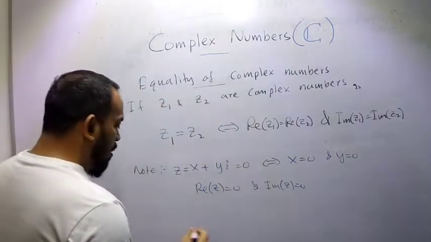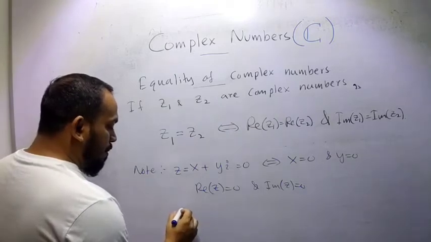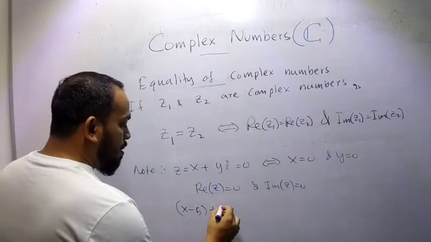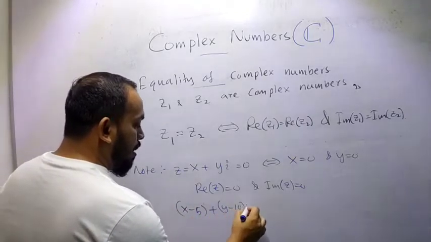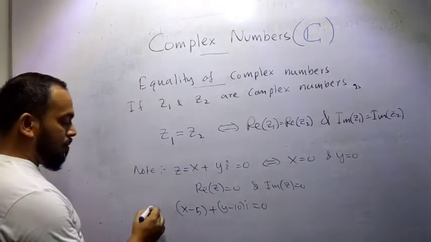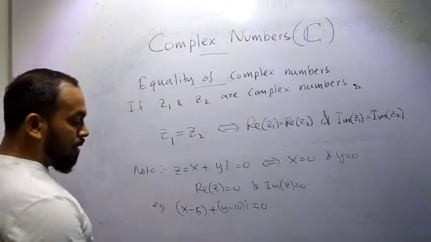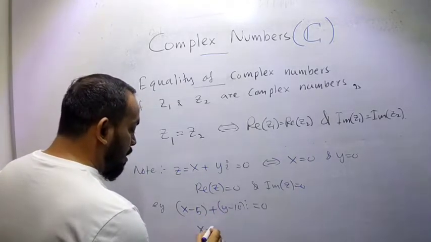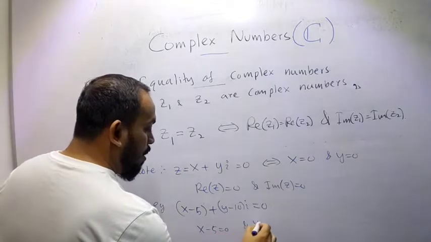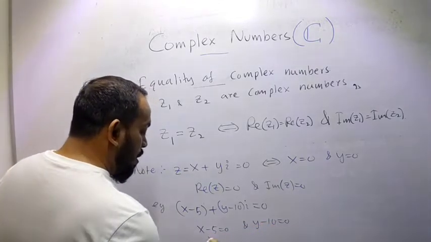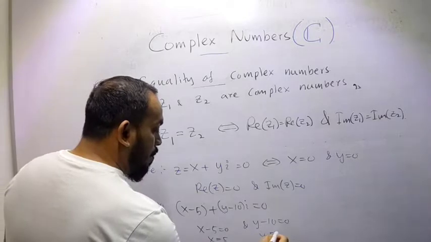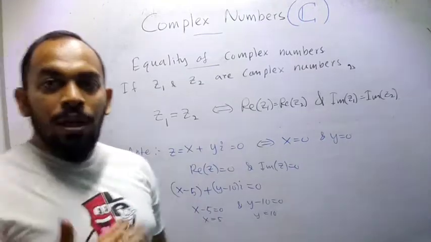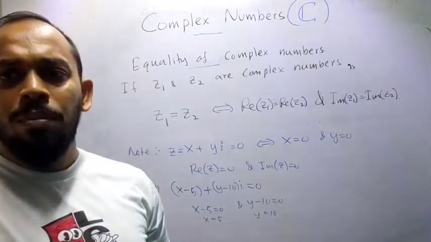For example, suppose that, let's say, x minus 5 plus y minus 10 times i equals 0. What does that mean? The real part is equal to 0 and the imaginary part must be equal to 0. That means x minus 5 equals 0 and y minus 10 equals 0. That gives us x equals 5, y equals 10. Okay, so you have to know how to utilize these properties of complex numbers.